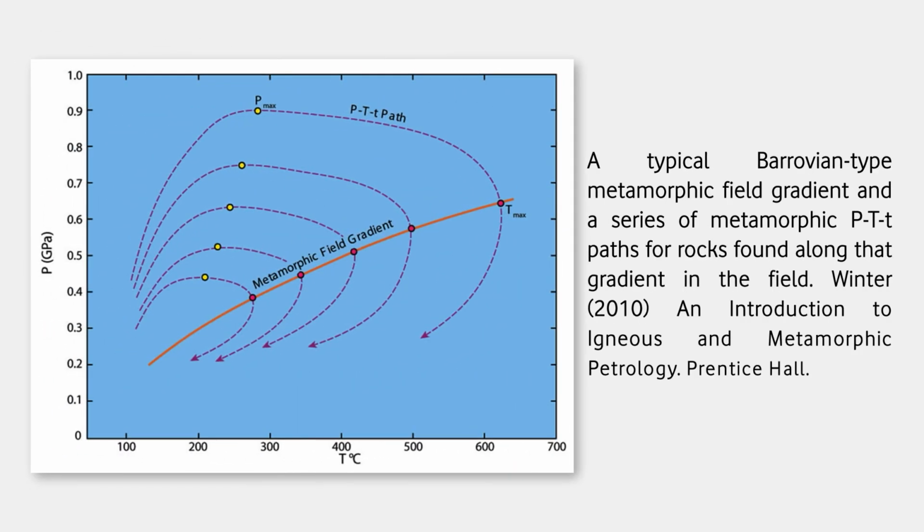Here is the diagram: a typical Barrovian type metamorphic field gradient and a series of metamorphic PTT paths for rocks found along that gradient in the field. We have shown temperature on the abscissa and pressure on the ordinate. On my left hand side, the metamorphic field gradient is also shown in yellow color, and all the zones have been shown with the help of a dashed contour line, which is also known as the PTT path.